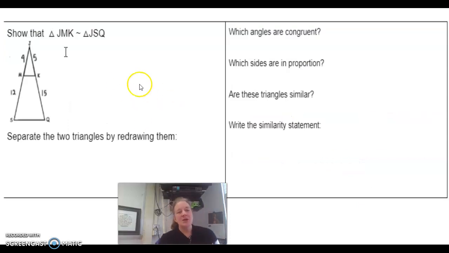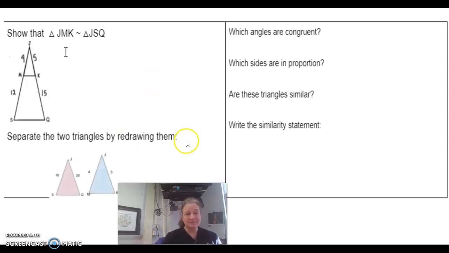Okay. So now we need to show that triangle JMK, this little triangle on the top, is similar to JSQ, the big triangle. So the key thing you're going to do here, whether you want to or not, I highly recommend that you draw the 2 triangles separately. Okay? So you're going to put your little triangle, the JMK, the one on the right, with the sides 4 and 5. And then the big triangle is actually 16 and 12. Okay?